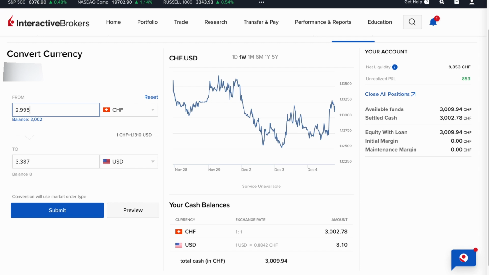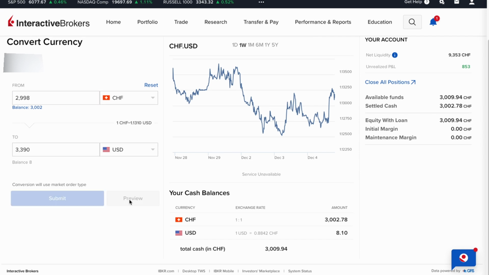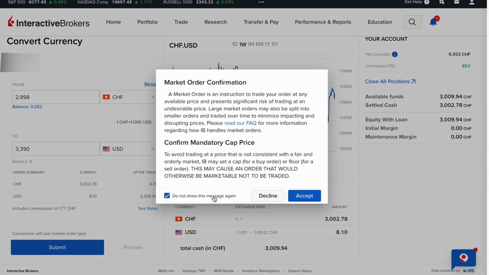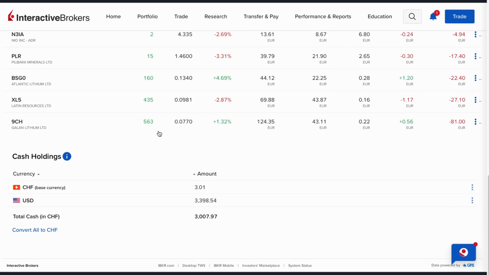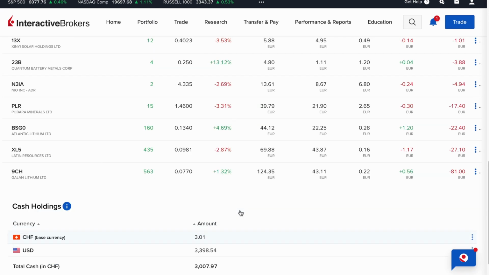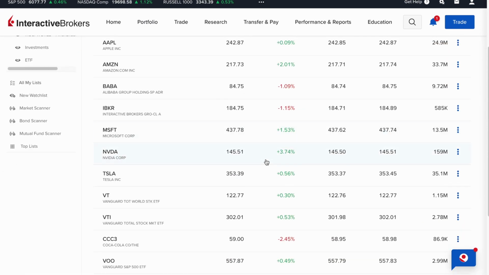Okay, preview. Yes, the currency is still the same and it's 177 in fees. It's okay. Okay, let me do one more. So preview. Okay, perfect. Submit. Let's change the money. Let's see if it went through or not. Under my portfolio, as you can see, I have a little bit of USD. So let's start to buy a couple of stocks.